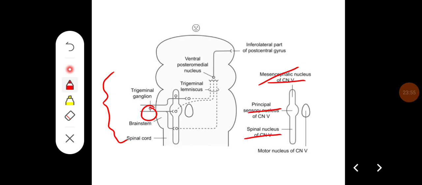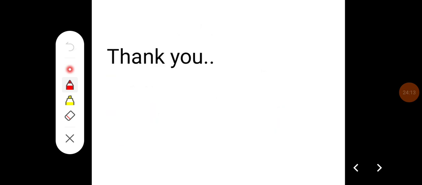From here, the fibers form the trigeminal lemniscus, then they reach the opposite thalamus, from where the third order neurons reach the inferolateral part of the postcentral gyrus, which forms the trigeminal pathway. So this is in brief about the sensory system or the ascending tracts.